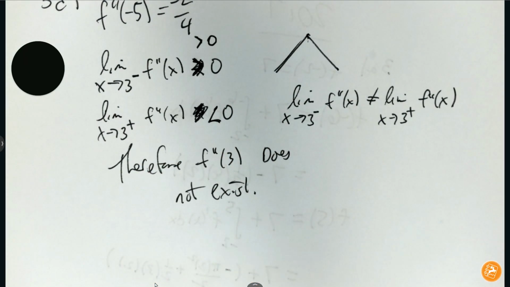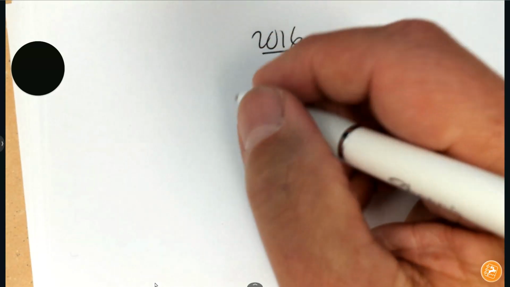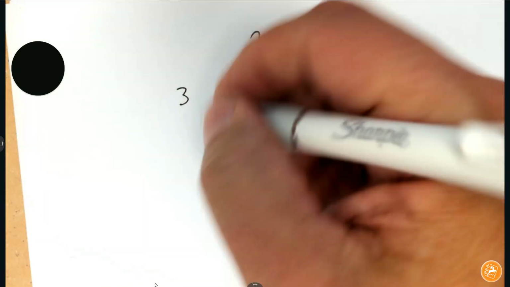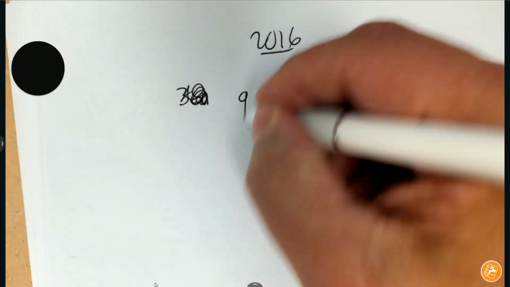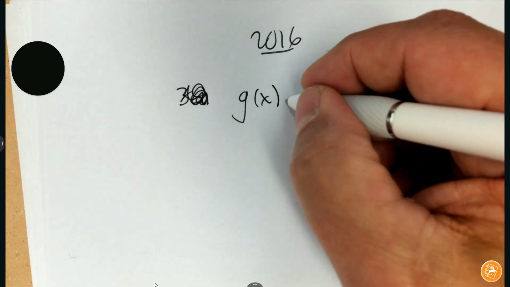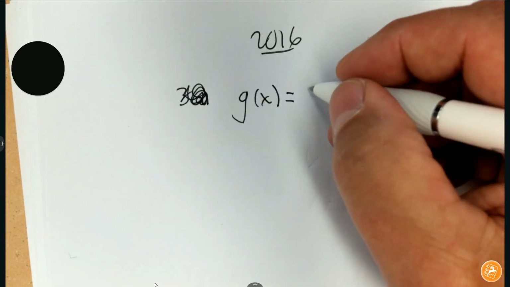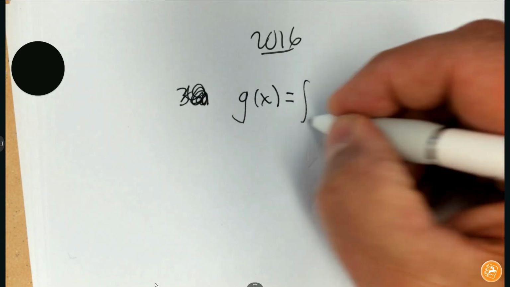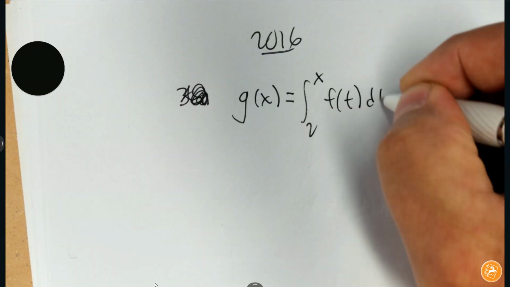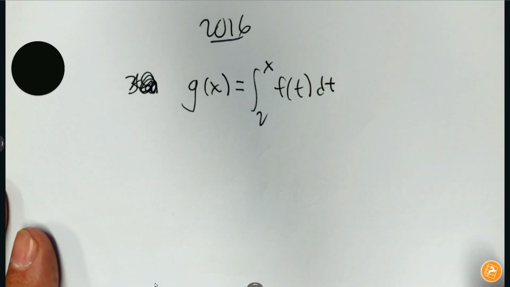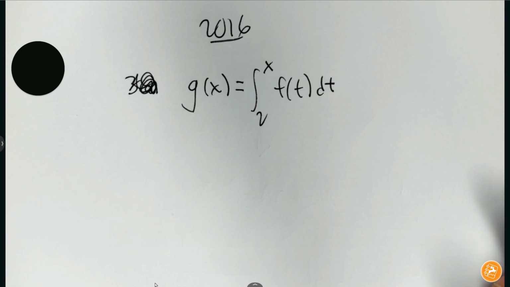Done. All right, one more question for homework. So this one is from 2016. Again, a graph question. And if you look, in fact, I'm going to write this out. So if you look in your packet, you're given a graph, and then you're told that g is defined using that graph. So g is the integration from 2 to x of f. And you're given a graph that's f.